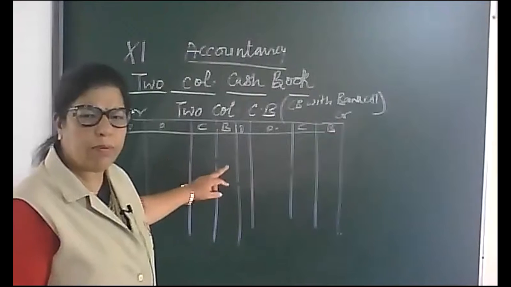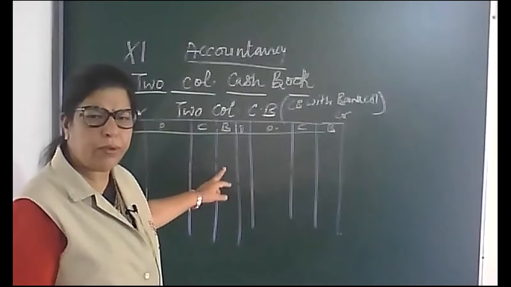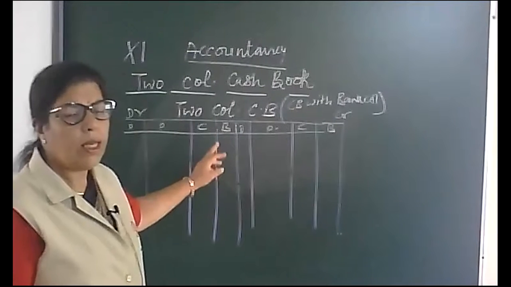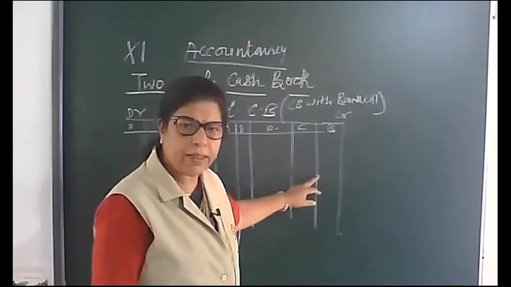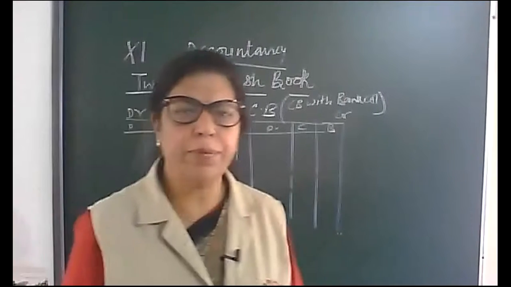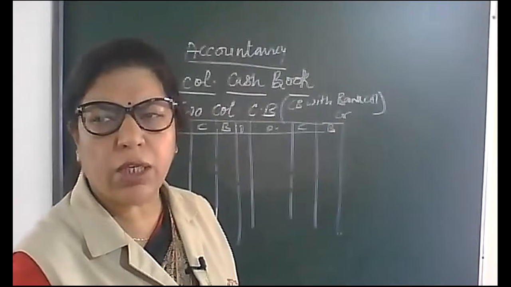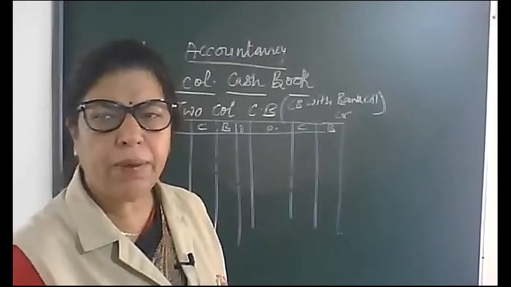Amount increasing in bank column, bank account, that side. Payment made through check or through bank, that is this side. Okay, I am sure you must have understood two column. What is the need of two column then?